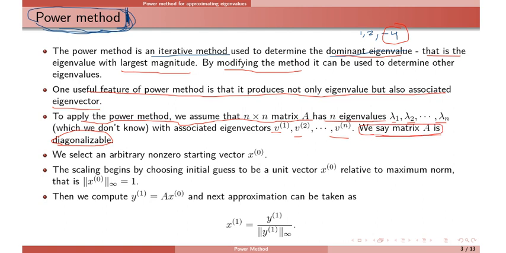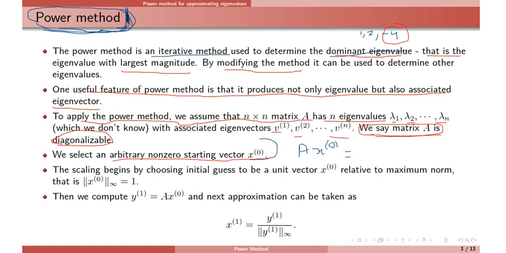So how do we proceed? We start with a non-zero vector x0. Why non-zero? This is the initial guess of the eigenvector, so you start with an approximation of the eigenvector. Then you multiply A with that initial guess, and you will get a column vector.